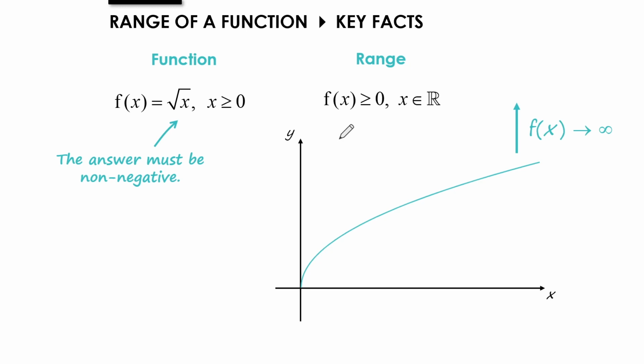A crucial point here that often trips people up in the exam is when we're writing down a range, we don't just use x, we use f of x or whatever the function is. If you just write x is greater than or equal to 0, you won't get any marks for your answer.